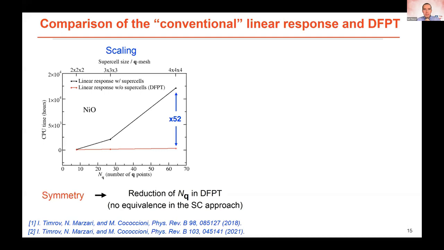You know, when you sample the Brillouin zone, you can use the reducible wedge of the Brillouin zone for K points. Same for the Q points. So we really can reduce the number of calculations.